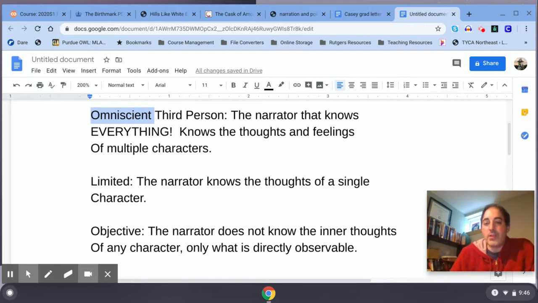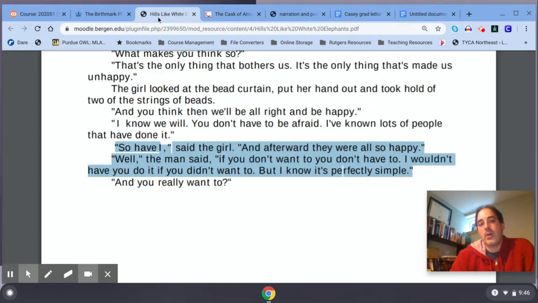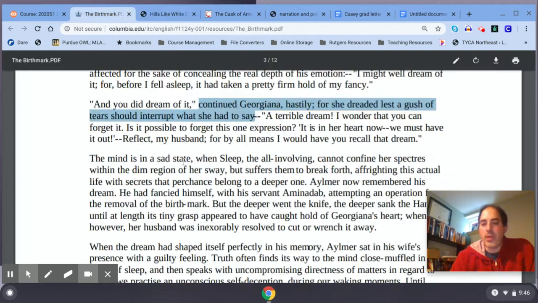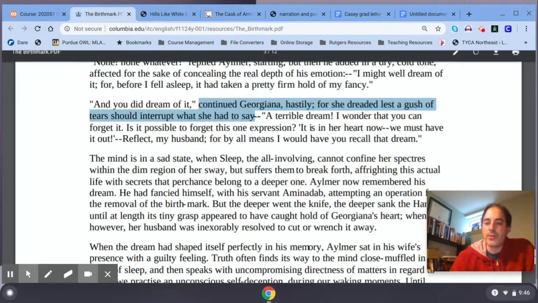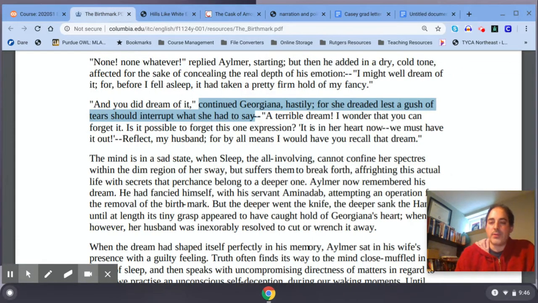All right. So there you have it. Three different kinds of narrative, and they all work for the two stories. They work well for the stories. There's a purpose to them as well, right? They affect the way we experience the story. But here you have the example of first-person narrative with Cask of Amontillado, third-person objective with Hills Like White Elephants, and third-person omniscient with The Birthmark.